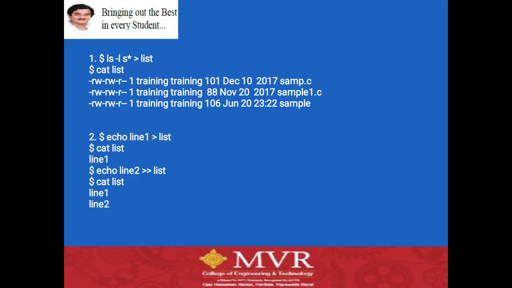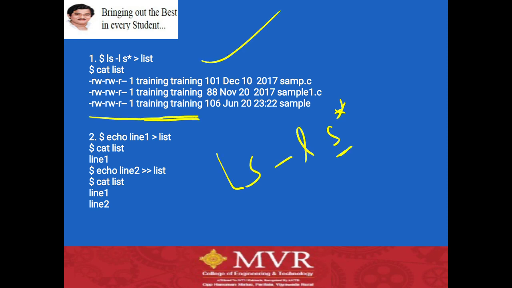So here see the first example I am discussing about the single greater than symbol, that is ls -l s*. So what it does, it will display all the file names which are starting with s. That is the long list it will display. That means it will display all the information of the files, like type of file, permissions. See the output is type of file, permissions, then number of links, owner name, group name, then file size, date and time of the creation, then last it will display the file names also.